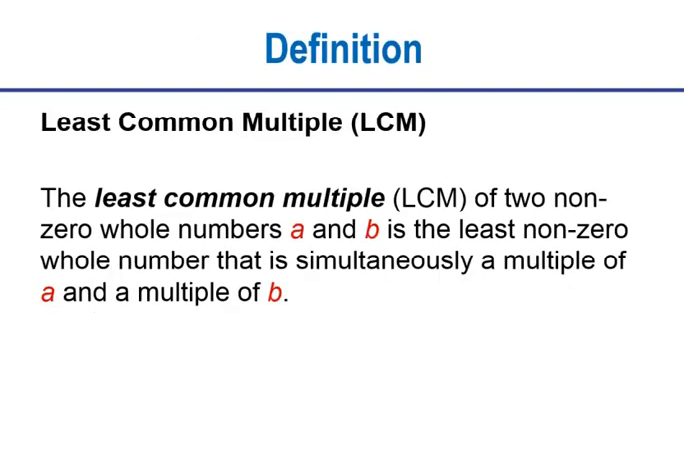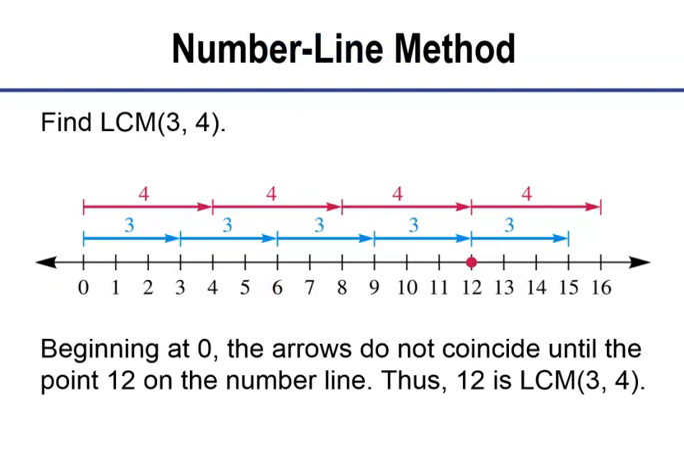So the least common multiple, or LCM, of 2 non-zero whole numbers, notice it said non-zero, A and B, is the least non-zero whole number that is simultaneously a multiple of A and a multiple of B. And they show us visually with a number line method. So if you were introducing this to students, the number line method is a good visual way to handle this. You could also do this with rods. I'll show you a picture of that in just a minute.